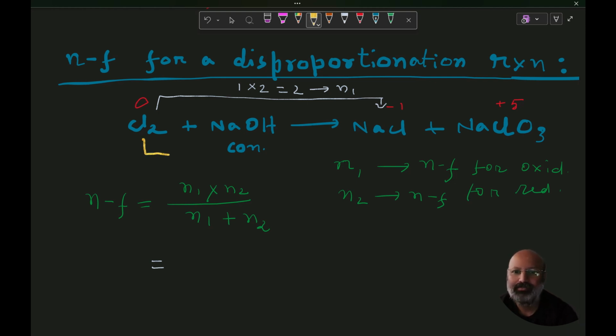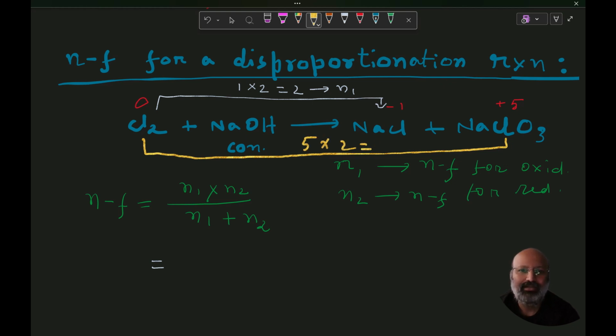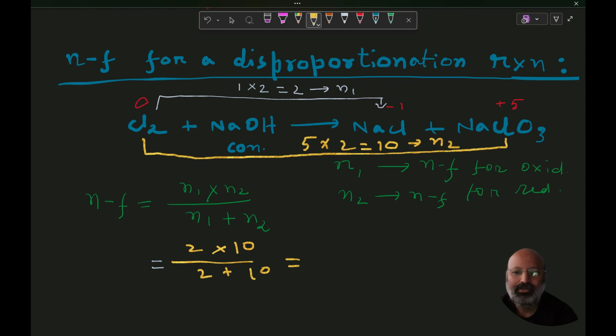So I need to do it from the down. Yeah. Now you can see this difference is 5. For 2 atoms, it is into 2. It is coming out to be 10. Okay. Now this is nothing but your N2. So n factor will be here N1, that is 2. N2 is equal to 10. So n factor equals 10 divided by 2 plus 10. So it is coming out to be 20 plus 12 is equal to. So this is the n factor for this particular reaction.